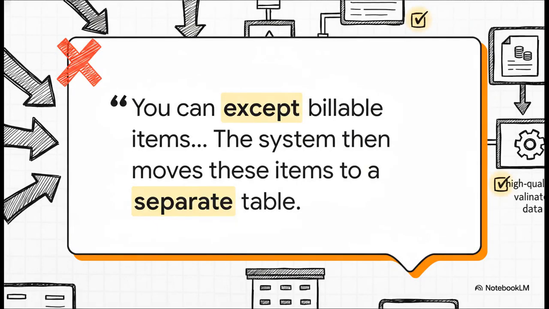You know, there's a line from the source material that just sums up the power of this control perfectly. It's not just about flagging an error. It's about actively isolating it, moving it to a whole separate table. This ensures that all the downstream processes, like billing and invoicing, only ever have to work with high-quality, pre-validated data.